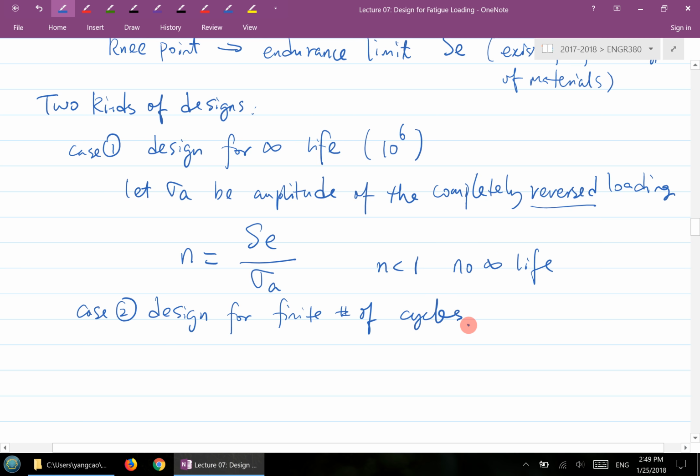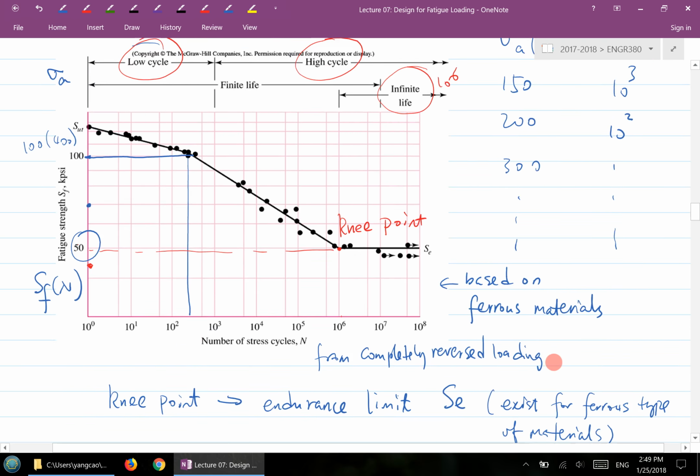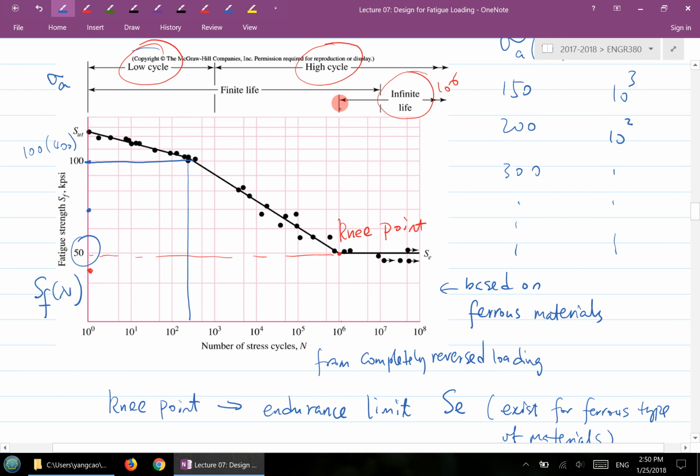The manufacturer gives you a bicycle. Oh, they just have to set a bar, right? Infinite life, 10 to the power 6. It's not rocket science.